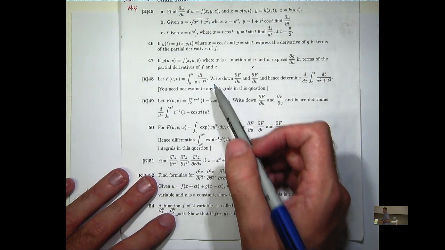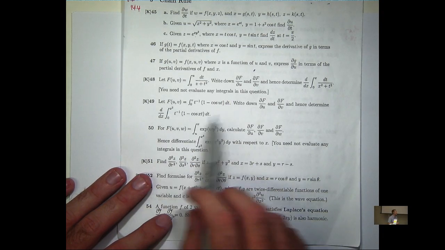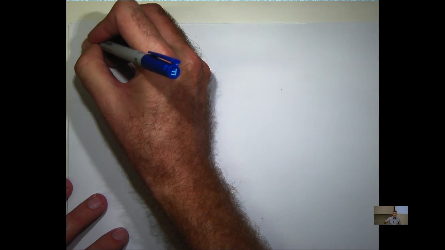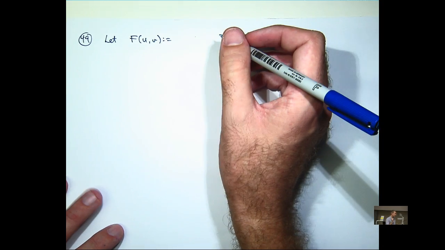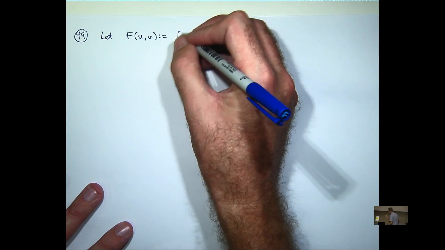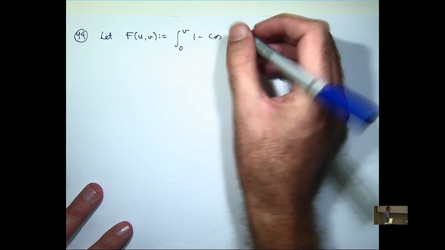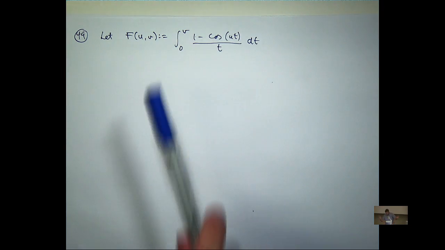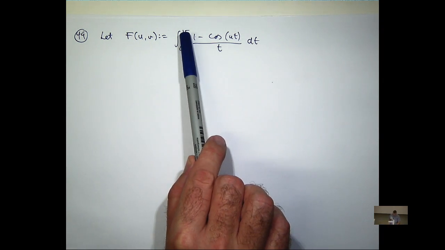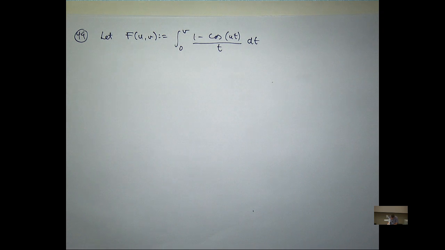Shall we do another one? So 49 is basically just a repetition of 48, but with a different big F. So let's look at 49. We're defining a function of two variables in the following way. Again, you see the v variable is the upper limit of integration, and the t variable is the dummy variable. We want to write down the partials df du and df dv.